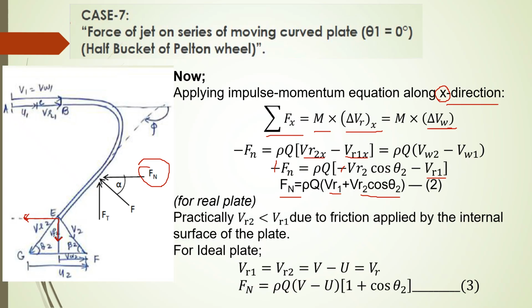This is for the real plates, but practically the relative velocity VR2 at the outlet tip is less than the relative velocity at the inlet due to friction. So for ideal plates we need to take these two relative velocities equal to each other. This is equal to V minus U. So you can replace with VR, and V minus U. And finally, this equation number 3 we can derive for the ideal plates.